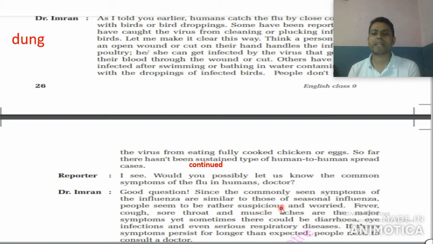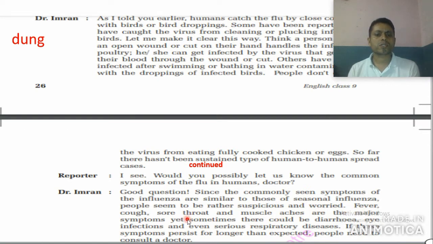Even people sometimes may have seasonal influenza, for example, a little fever, common cold. So if such symptoms occur in human beings, they may have a doubt regarding the disease. They may have such a disease, they may be suffering, they may have such a problem. So to be rather suspicious and worried, look here.